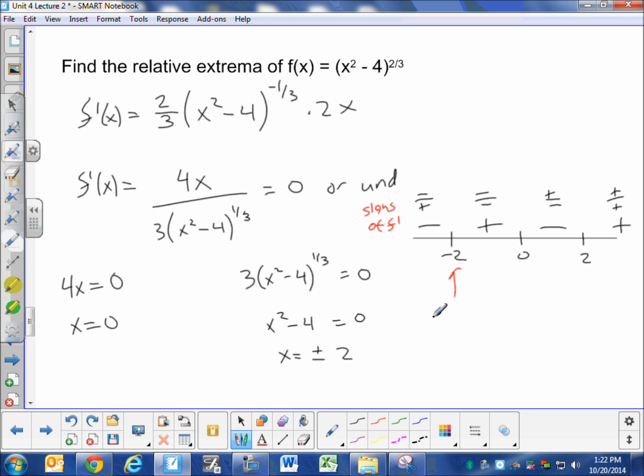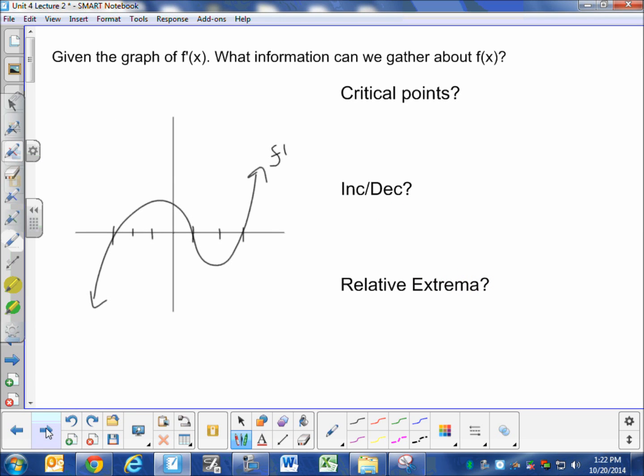Meaning this has to be a min, this is a max, and this is a min. Okay, I will show you more examples of these. I'm going to do the other examples that I have on the board on the video. I'm moving forward to kind of different stuff, but the same stuff. Questions about the last thing we did? Okay.